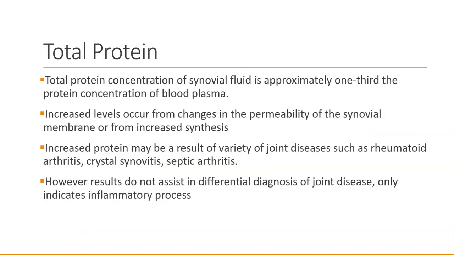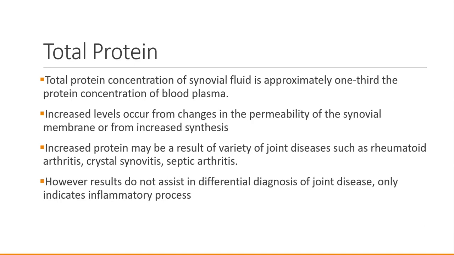Total protein concentration of synovial fluid is approximately 1/3 the protein concentration of blood plasma, so the blood plasma should be tested for protein as well as the synovial fluid, and a comparison is done. Increased levels occur from changes in the permeability of the synovial membrane or from increased synthesis. Increased protein levels may be a result of a variety of joint diseases such as rheumatoid arthritis, crystal synovitis, and septic arthritis. However, results do not assist in differential diagnosis of joint disease. It only indicates an inflammatory process is going on.